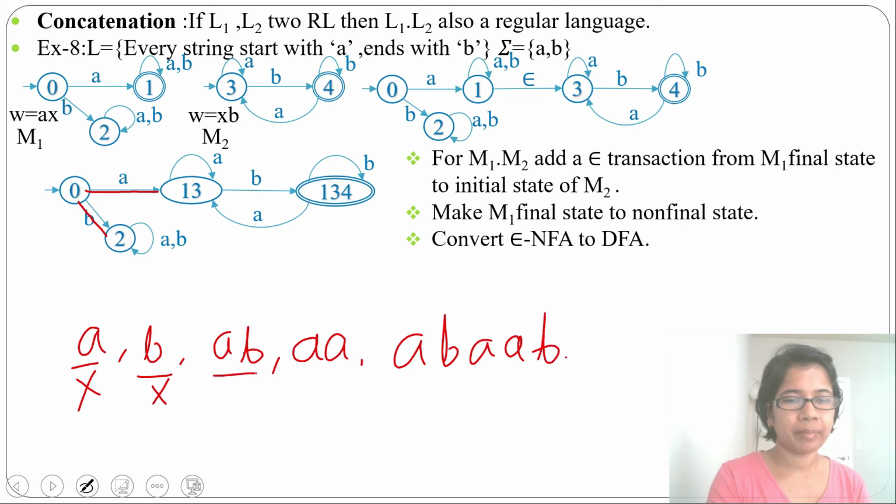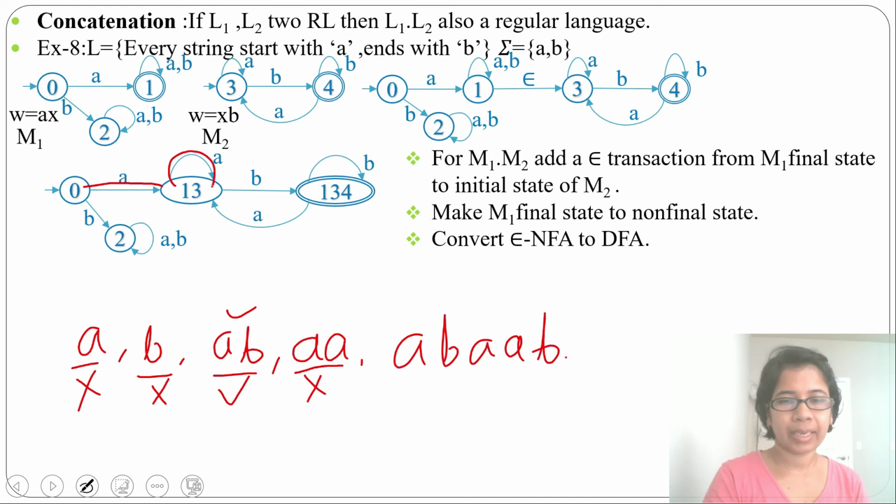Now check A, B: does it start with A? Yes. Does it end with B? Yes. So it should accept. By A from 0 it goes to state 1, 3 and from 1, 3 by B it goes to state 1, 3, 4, and that is the final state, so it accepts. Now check A, A: does it start with A? Yes. Does it end with B? No. From 0 by A it goes to state 1, 3, and from 1, 3 by another A it will be a self loop, and it doesn't accept.